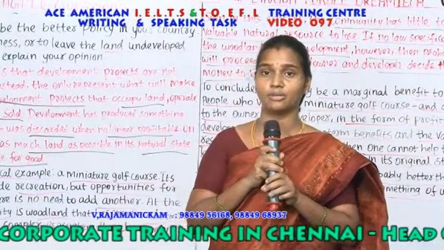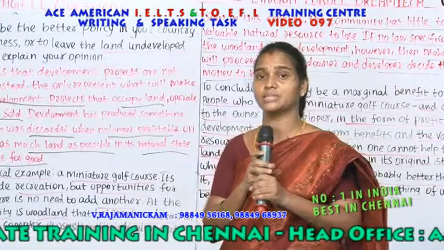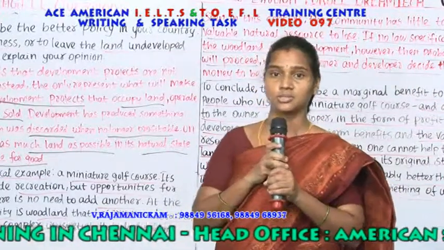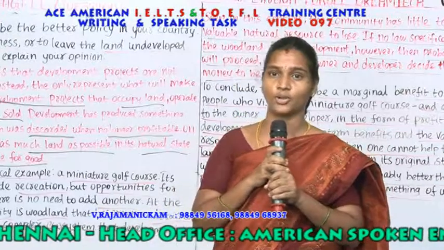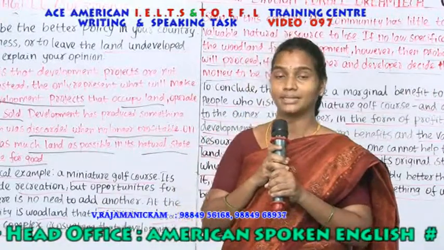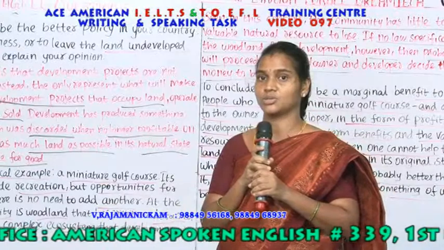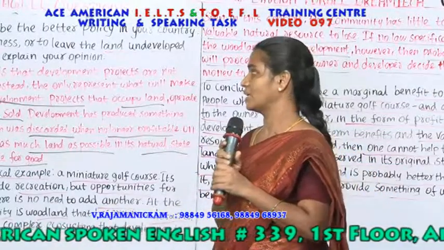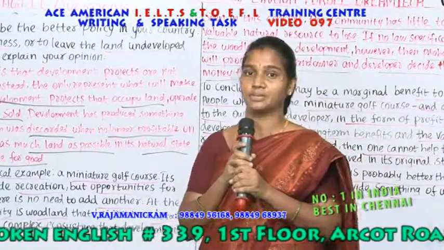and the main thing is sustainable development. Sustainable development means leaving the natural resources for future generations. Don't exploit all the things now itself. Let the natural resources remain for our future generations also. So it's better to leave the land as it is. Don't disturb it. Thank you.